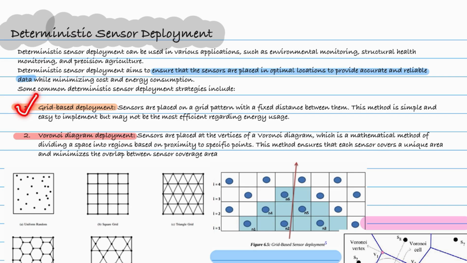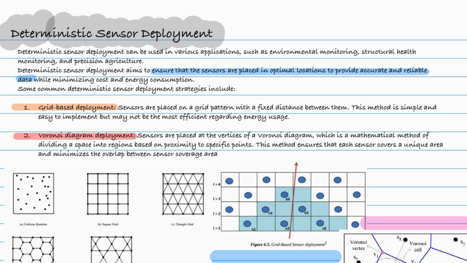There are two types of deterministic sensor deployment. First is grid-based deployment. As we discussed, this is a simple plug and play layout where sensors are separated by a fixed rigid distance. It's easy for an installation technician to execute, but because it doesn't care about environmental conditions, it can lead to massive node redundancy and poor energy optimization.